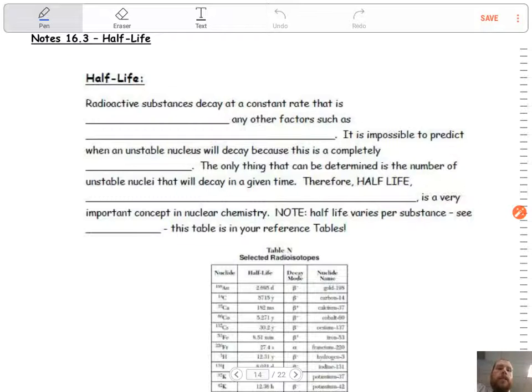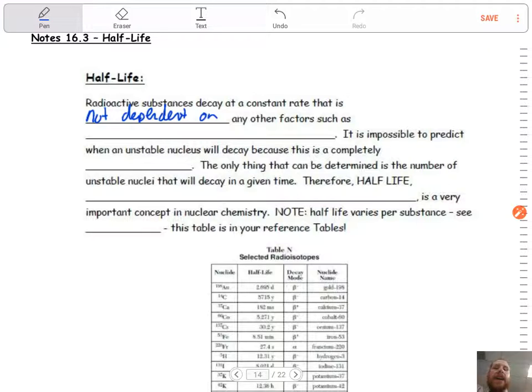So the nuts and bolts here: radioactive substances decay at a constant rate that is not dependent on any other factors such as temperature, pressure, or concentration. Okay, so let me clean that up a little bit.